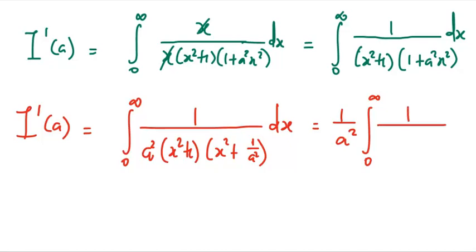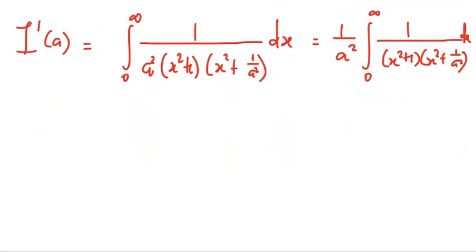So we have 1 all over, so this is x squared plus 1, and this is x squared plus 1 over a squared. And here we have our dx. Now we can easily decompose this into a sum of partial fractions.